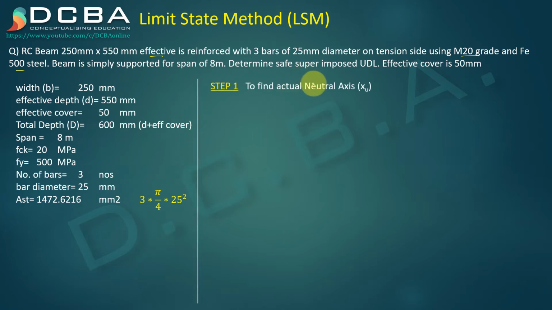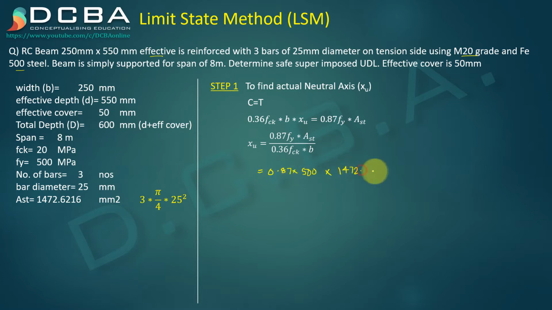Now step 1 is to find the actual neutral axis, and we know how to find it. It is by equating compressive force to tension force. So C is equal to T: 0.36 FCK B XU is equal to 0.87 Fy AST. We find XU, and here it will be 0.87 into 500 into 1472.6216 divided by 0.36 FCK B, with B as 250, right? So XU comes out to be 355.884 mm.